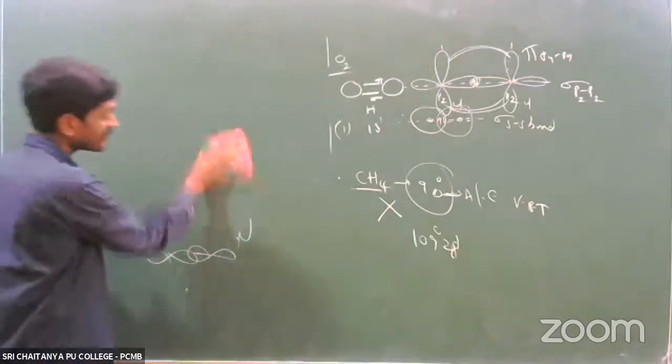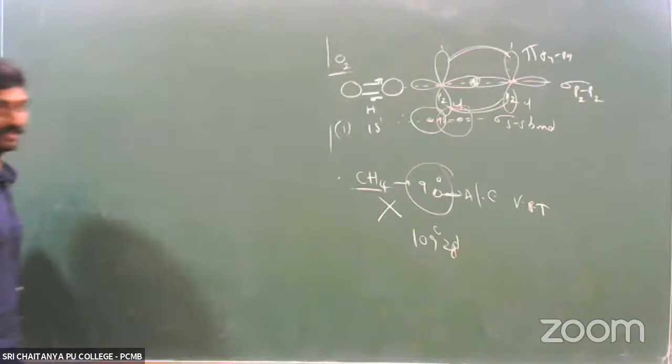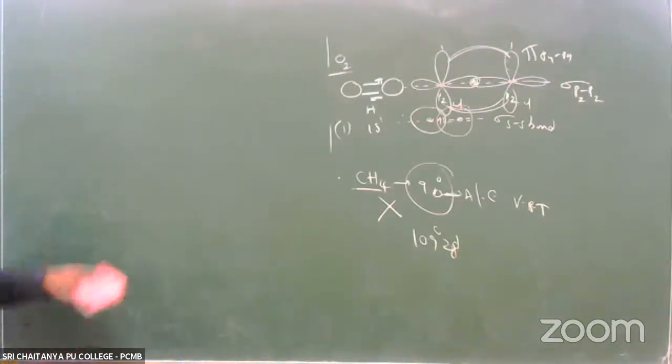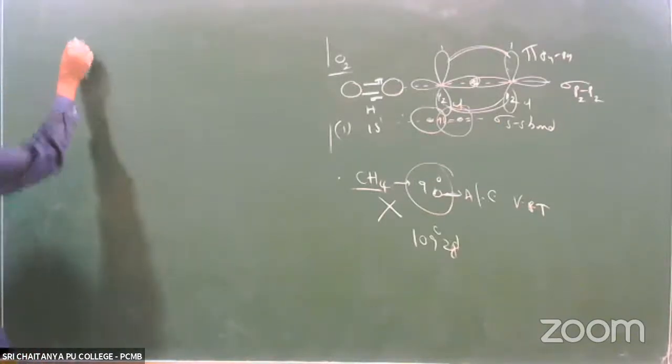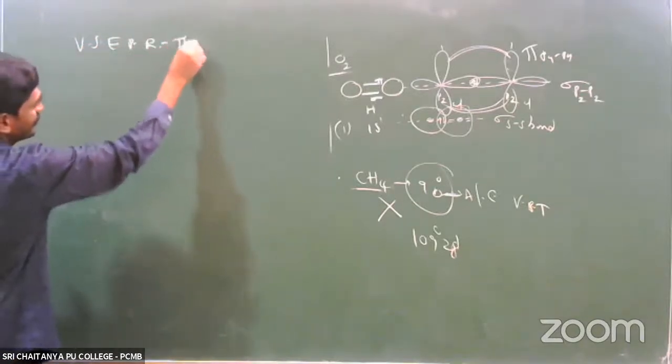The dz square orbital, that is in complex compounds, their overlapping is different. D orbitals overlapping is different. That is not explained by valence bond theory. In complex compounds we will discuss this, not here. So here we have to consider the concept of s orbitals and p orbitals. Next one, VSEPR theory, valence shell electron pair repulsion theory.